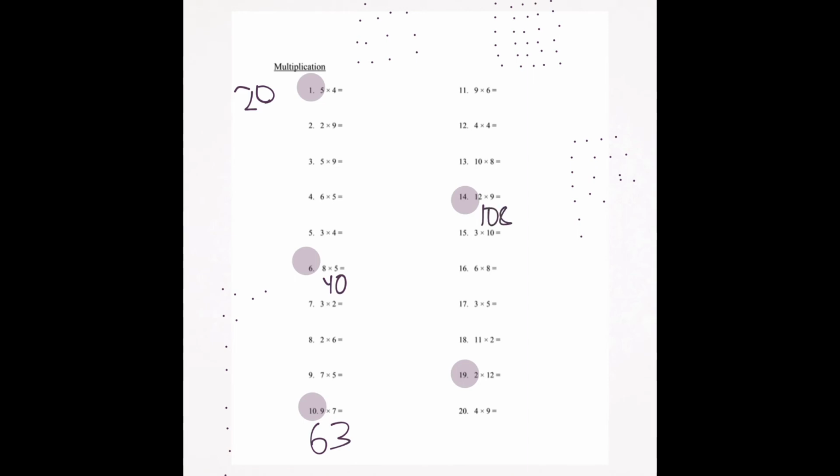Okay, 12 times 2. That could also mean you have 12 plus 12, or you could do 2 plus 2 plus 2, 12 times, which then equals 24.